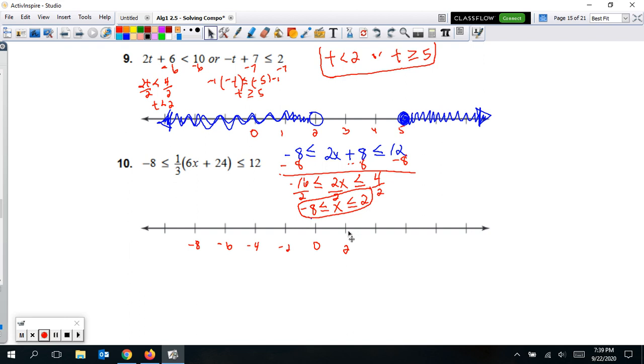So I'm going by even numbers. And so I'm going to put closed holes on both of these. So closed hole at -8, closed hole at +2, and the shading should be in between because the x here is in between these two.